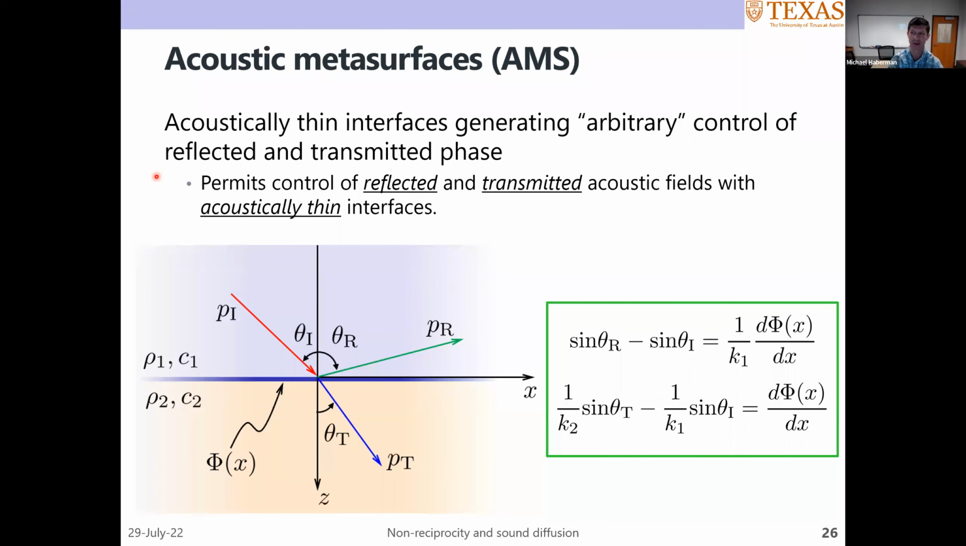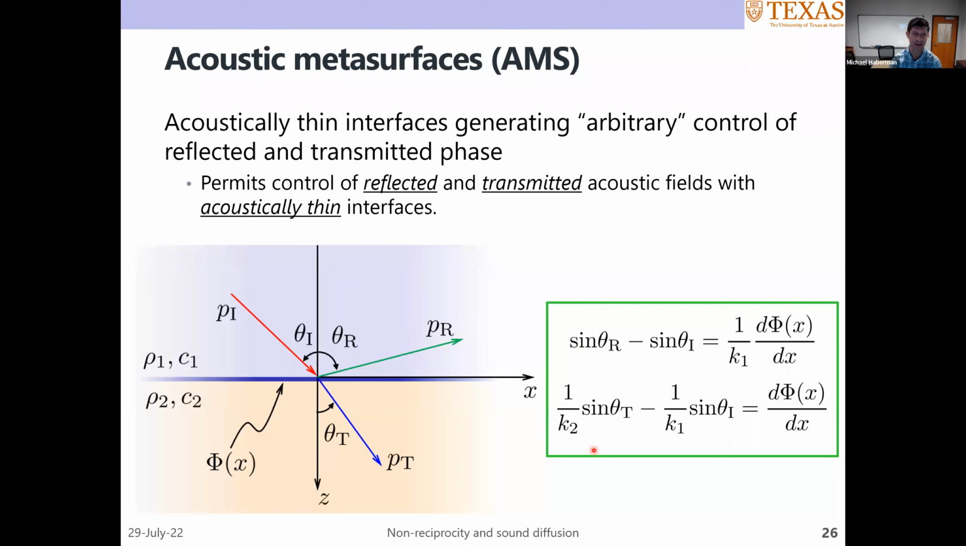And so a metasurface is basically what amounts to an acoustically thin surface that generates, quote unquote, arbitrary control of reflected and transmitted phase, or also absorption. So this permits the control of this. And when I say acoustically thin, I just mean much smaller than a wavelength, or at least smaller than we can get usually. And the idea here is that if we have half space 1 and 2 with different material properties, they could be the same, but they could also be different, I can prescribe some arbitrary phase function along the x-axis.